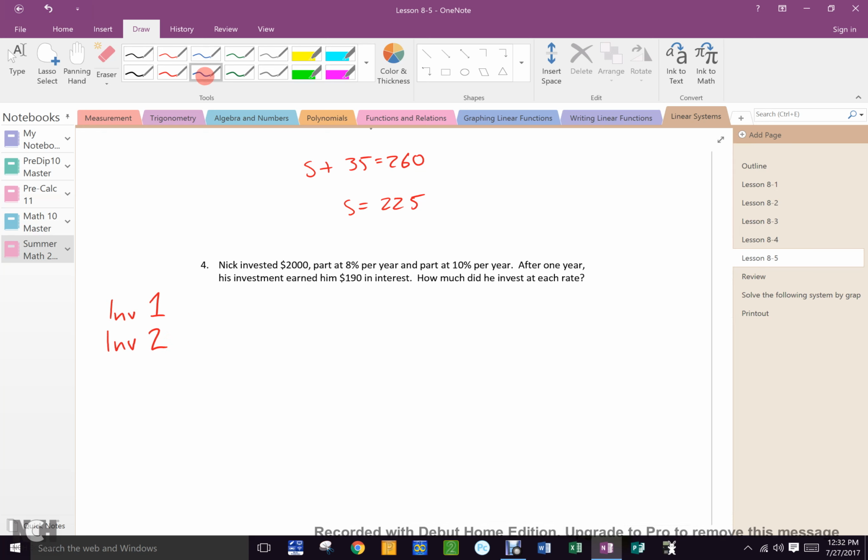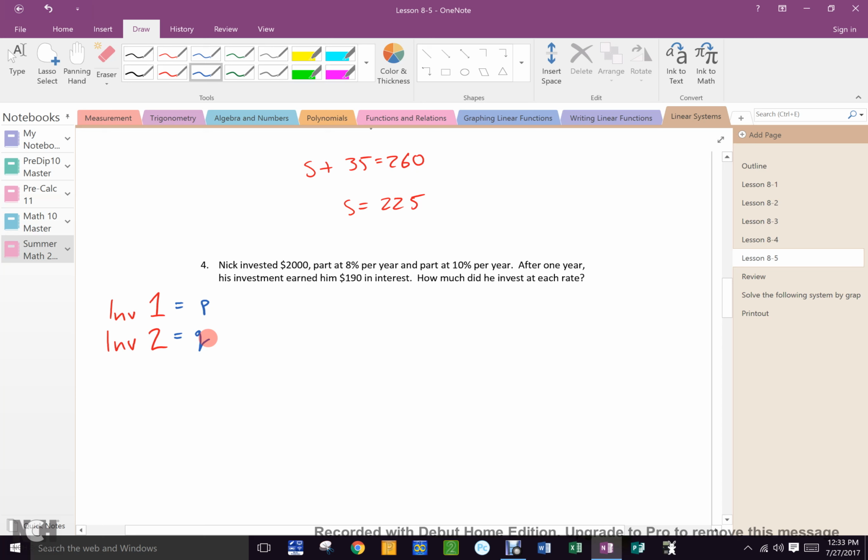Now, I'm going to do something weird here. I'm going to choose totally random variables because it doesn't matter, does it? I'm going to make that P, and I'm going to make that Q. Everyone agree? Okay. What do I know? He invested how much, Fawaz? So P plus Q had to equal 2,000, didn't it?